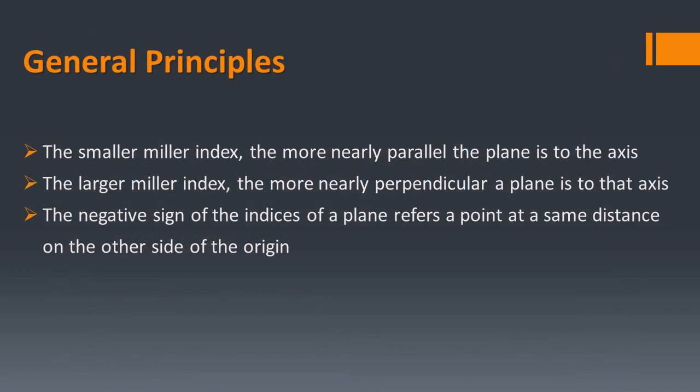These are the general principles for referring to the Miller indices. The first one is, if the Miller index is small, it means that it is more nearly parallel to the plane of the axis. If the values are larger, it means it is perpendicular to the plane of the axis. That particular axis should be perpendicular to the plane. And the third one is, we already told in the previous slide that the negative sign of the indices means a point at the same distance on the other side of the origin. The negative side is easy for you to imagine when you look at it in a three-dimensional pattern.